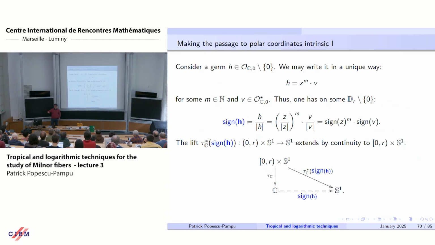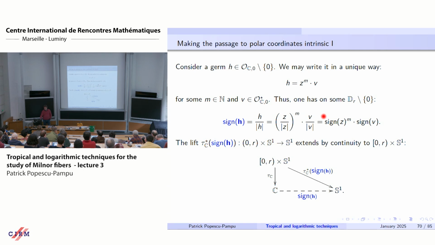So a way to do this is to say, well, because everything happens at the origin, let's look at germs of holomorphic functions at the origin, and take a germ which is non-zero. Then it can be expressed. For the moment, we still have a preferred coordinate. We work with it, but having in mind that we want to remove it. So we write H as Z^m times V. Now V does not vanish at the origin, so it is a unit.